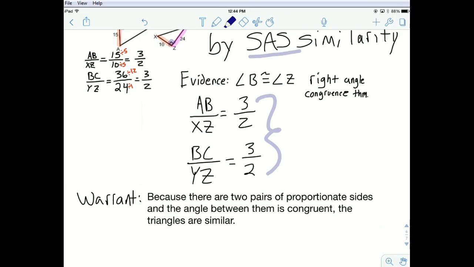Now, the warrant on this one is a little bit long, but it's repeatable. Okay, what you say in this one is going to be the same pretty much every time. There are two pairs of proportionate sides. Okay, you know that because it's SAS, so two pairs of proportionate sides, and the angle between them is congruent. That's the two things that you're looking at here. When you have that, you know that the triangles are similar.